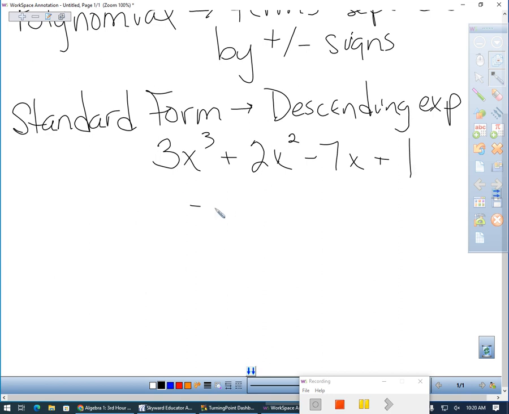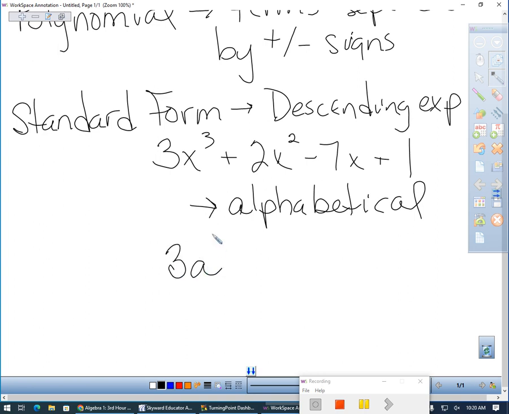The second way we do standard form is alphabetical. So if you have different variables, you want to make sure that you write the terms in alphabetical order. For example, maybe 3a to the third plus 4b minus c. All right, so those are two different ways we're going to write it in standard form. And we talked about this back in Chapter 2 when we worked with the distributive property, right? Okay.